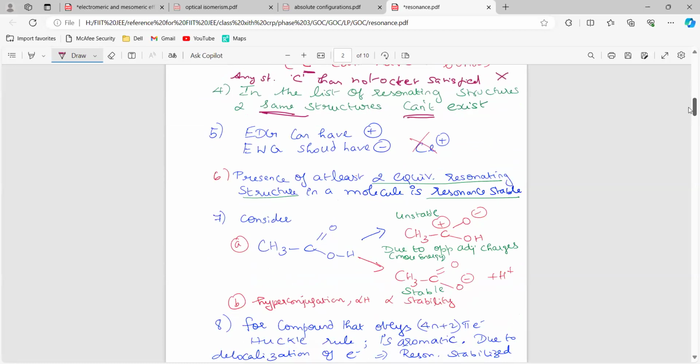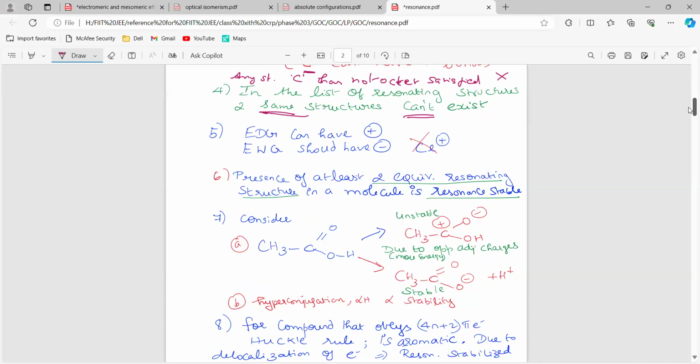Among a carbocation and carbanion, which will be more stable in terms of resonance? That's what I'm asking. It is not about just a carbocation or a carbanion. The carbocation has not satisfied its octet, so it will be less stable with respect to your carbanion configurations. Okay.